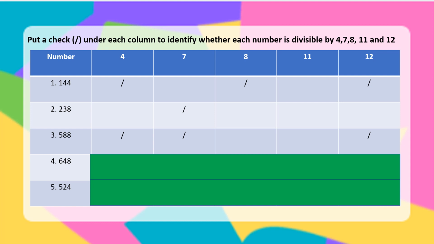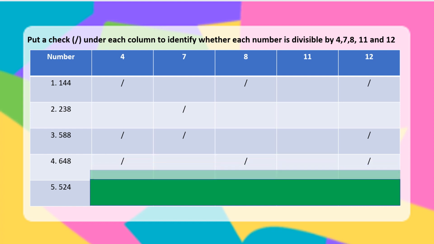Okay, number 4. 648. The last two digit is 48, and 48 can be divided by 4. So therefore, it is divisible by 4. By 7, let's try. Doubling, 8 times 2 will give you 16. 64 minus 16 will give you 48. And 48 is not divisible by 7. Okay, let's proceed to 8. 648, if we're going to divide that by 8, it is divisible, and the result is 81.